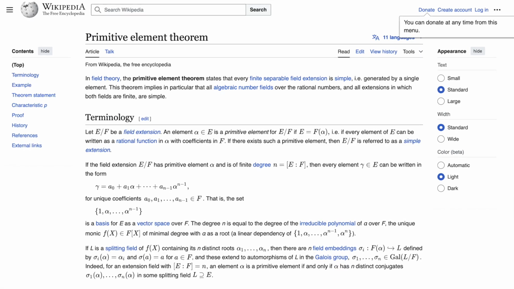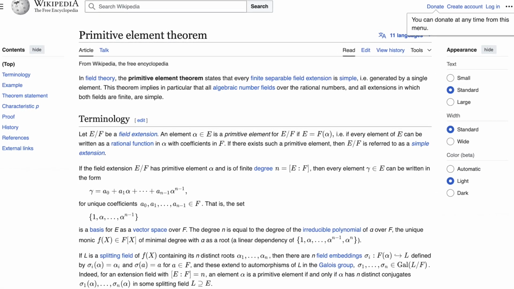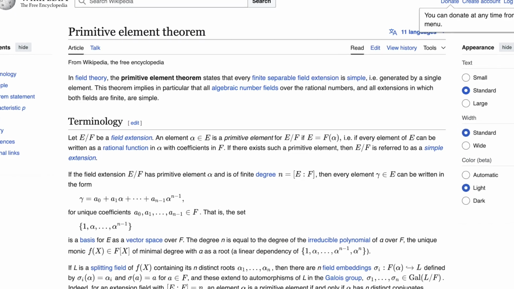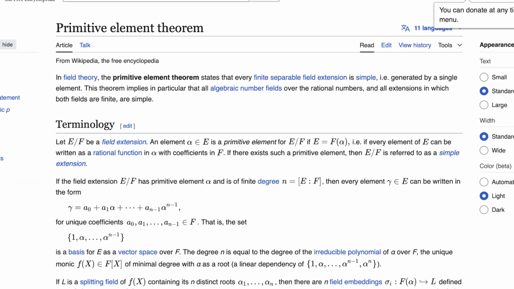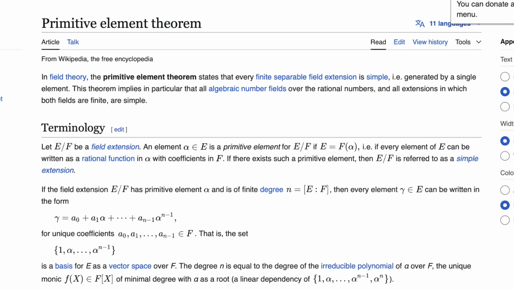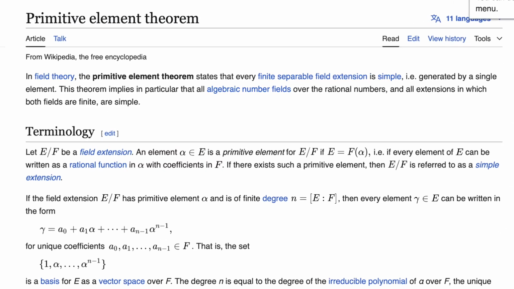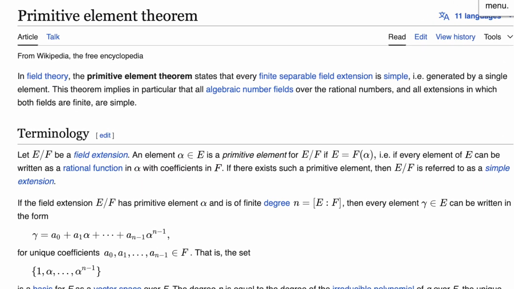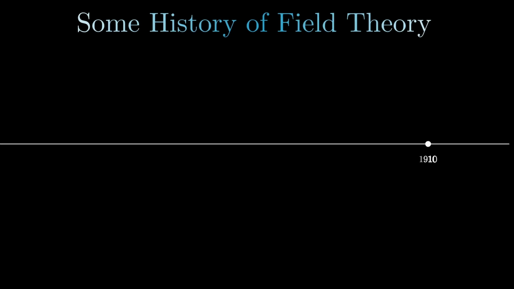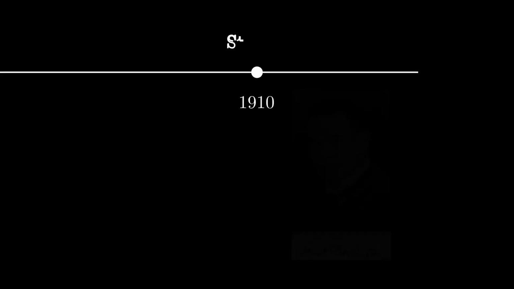The primitive element theorem says that introducing any finite number of non-rational roots is in fact a simple extension of the rationals. As a student, that was hard for me to wrap my head around, and as a professor, that's hard for my students to wrap their heads around. Let's take a few minutes to get some more context for where the ideas in field theory come from and to meet some of the people along the way.